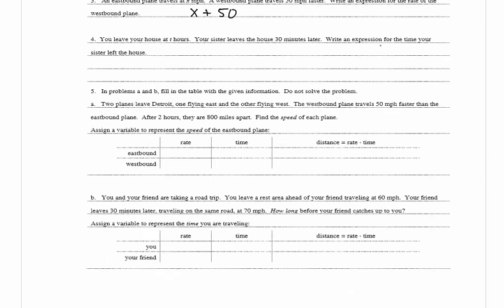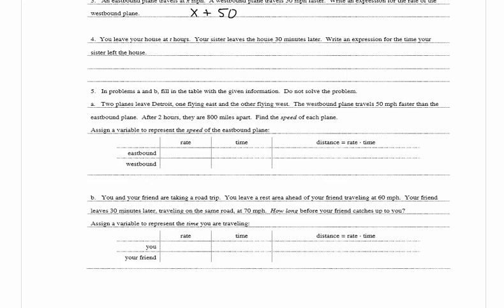In 4, it says, you leave your house at t hours. Your sister leaves the house 30 minutes later. Write an expression for the time your sister left the house. You left the house at t hours, and your sister left 30 minutes later. So the expression is going to be t plus 30 minutes.